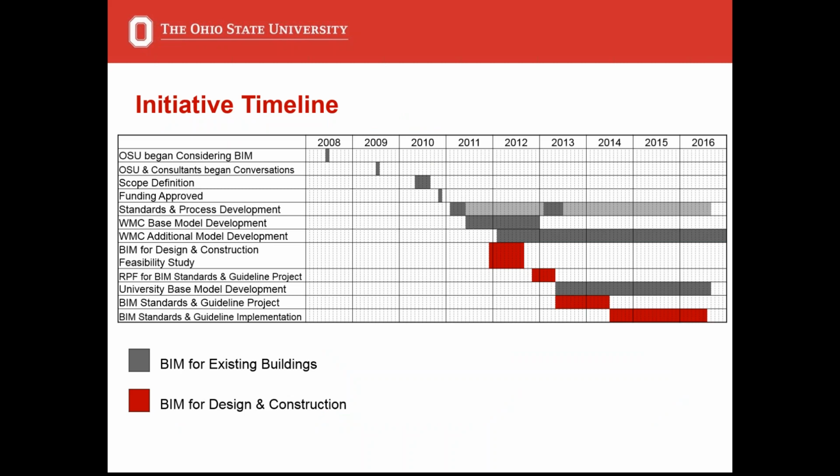So this just kind of gives you a timeline. OSU began considering BIM in like 2008, so actually well before they established Enterprise GIS Initiative. They've made some good progress. They've completed the Wexner Medical Center entirely. All the Wexner Medical Center campus has been complete, and we're about halfway through main campus. Let me show you a couple more pictures of that.